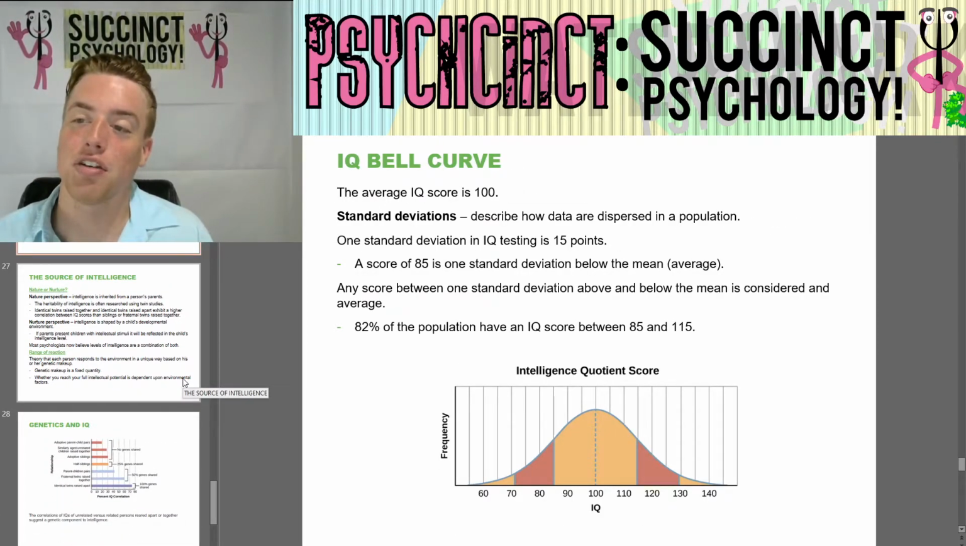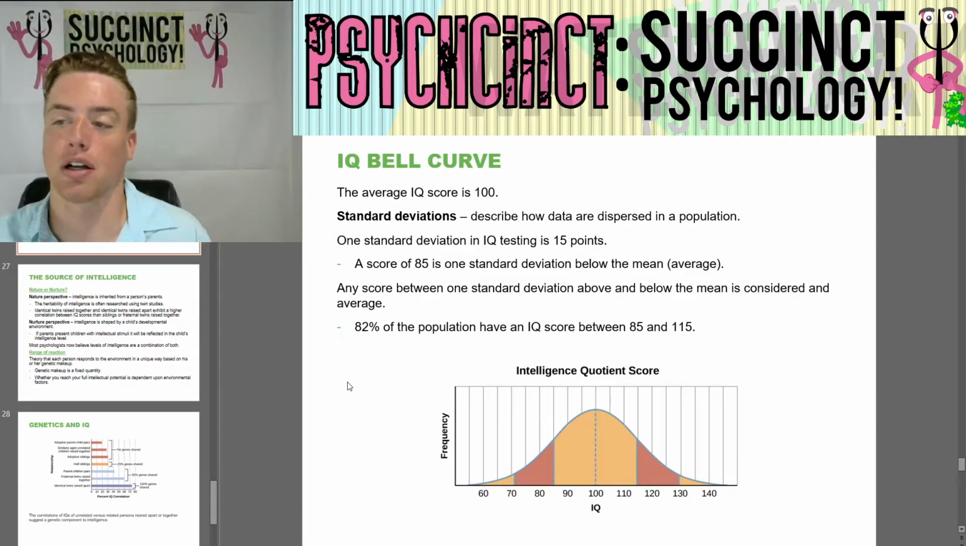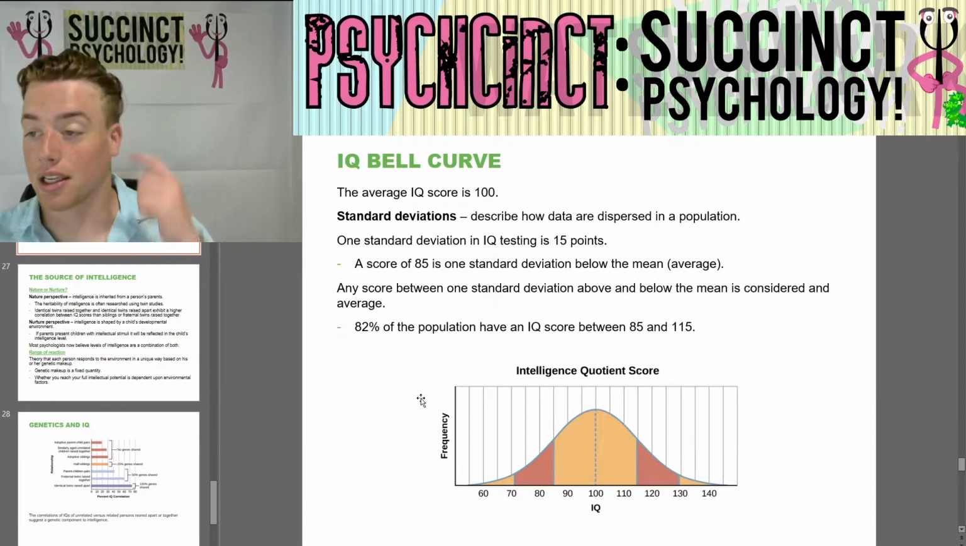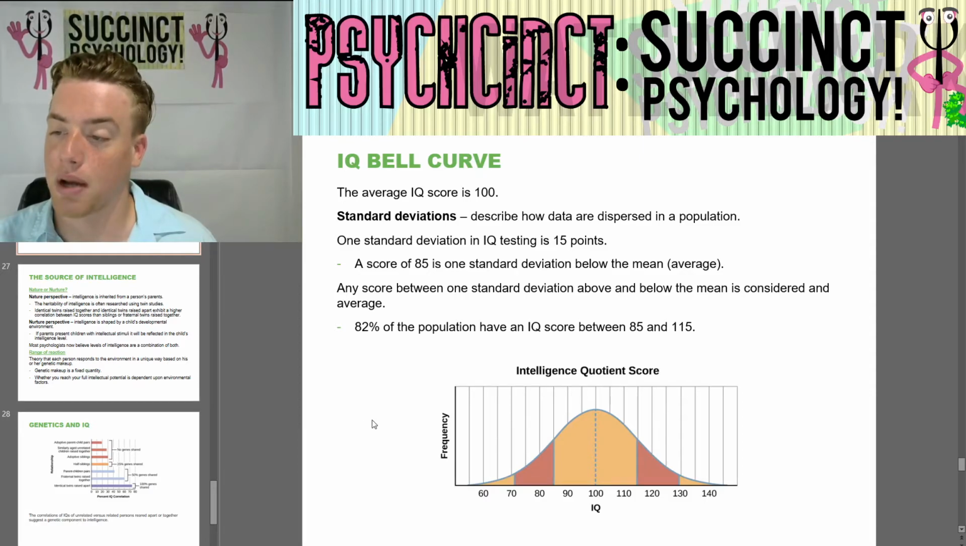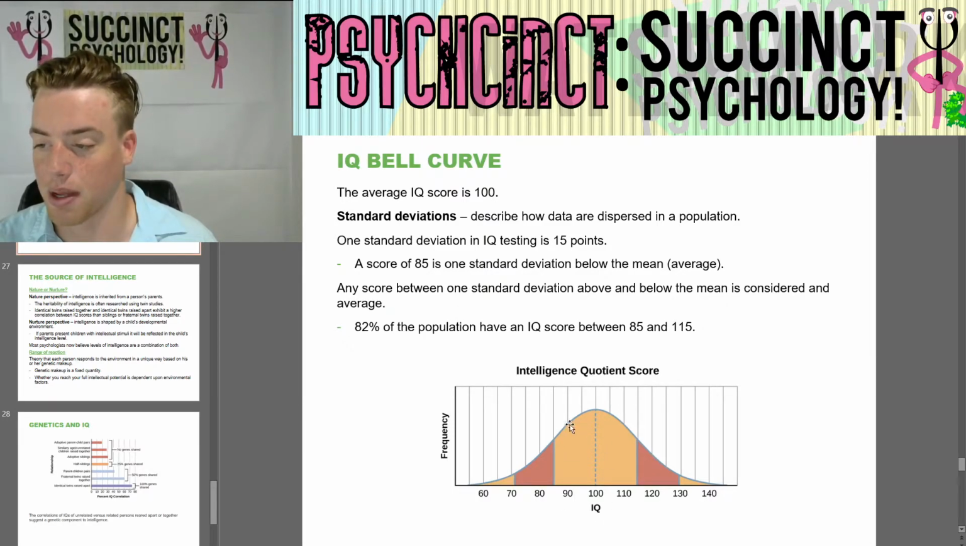So, the IQ bell curve. The average IQ score is 100. Standard deviations describe how data are dispersed in a population. Now, one standard deviation in IQ testing is 15 points. So a score of 85 is one standard deviation below the mean, or the average. Any score between one standard deviation above and below the mean is considered average. Now, 82% of the population have an IQ score between 85 and 115. So that's 82% of your population right there.